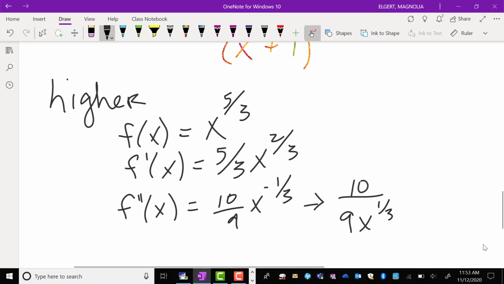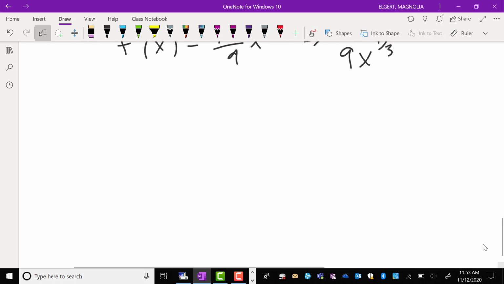You can go fourth, fifth, sixth, you can do whatever. Mostly we do second. You might do a couple today that are a little bit more than that just to kind of practice that process. So let's look at another one.